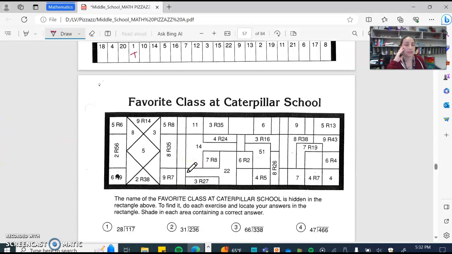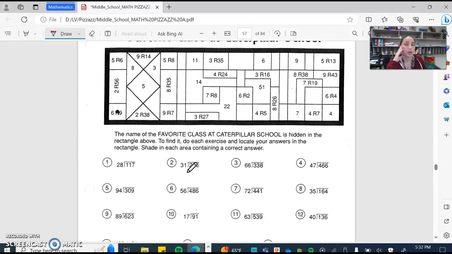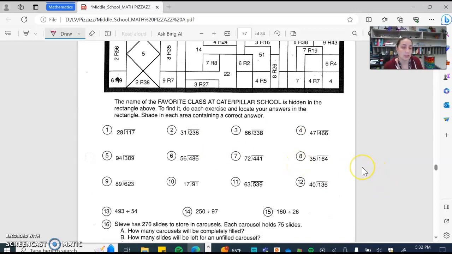And then our next one is the favorite class at Caterpillar School. The name of the favorite class at Caterpillar School is hidden in the rectangle above. To find it, do each exercise, locate your answer in the rectangle, and shade in each area containing the correct answer. So I'm going to choose to do number 12 this time. This is the one I'm going to do for us.